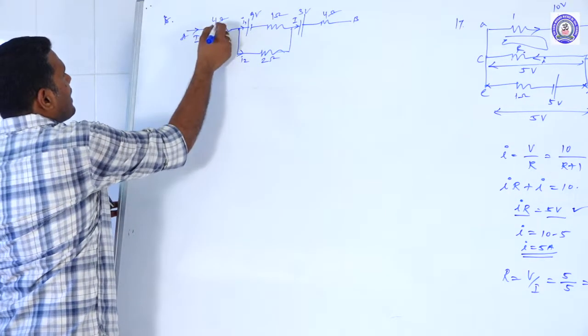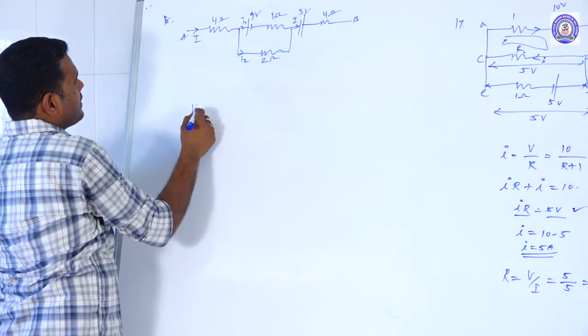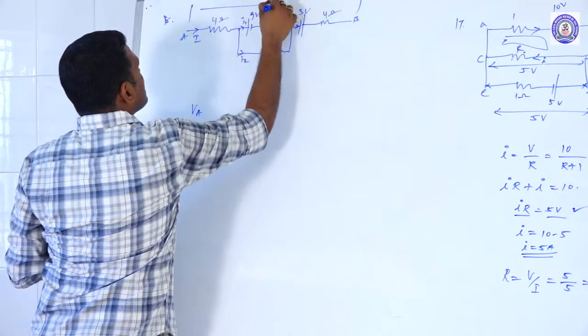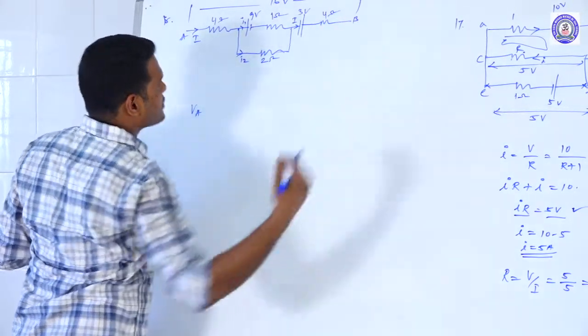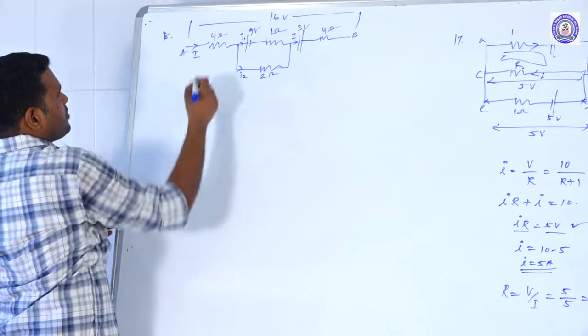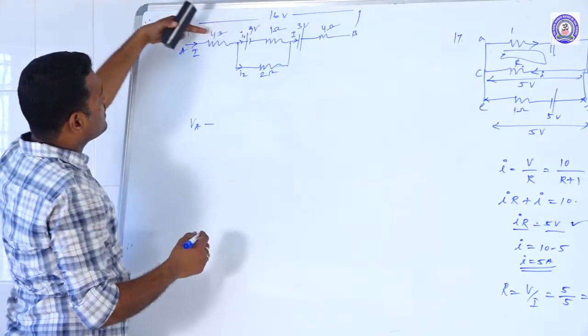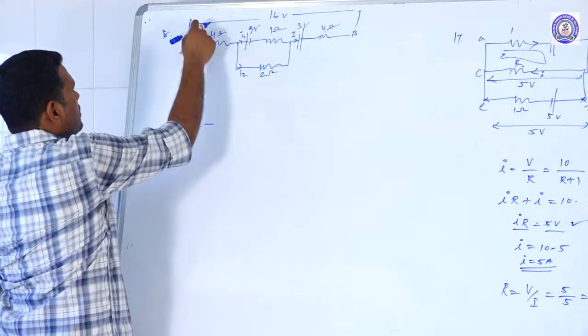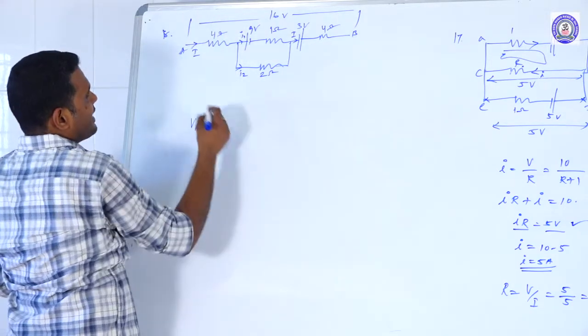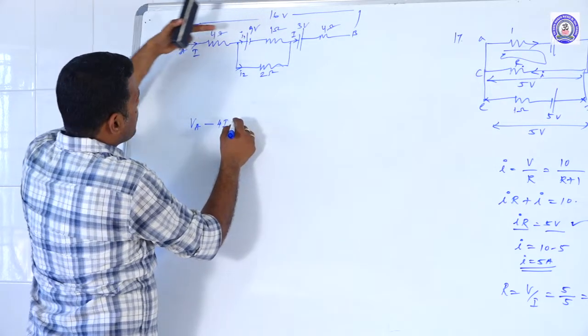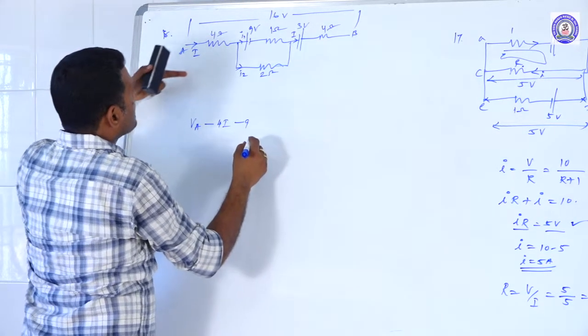I can say here, if current is I, I can write the potential difference across VA and VB, which is given as 16 volt. So I am starting from this point A, VA. I am travelling along the direction of flow of current, so the product of current and resistance is taken as minus. So 4I, high potential to low potential, so negative, minus 9.